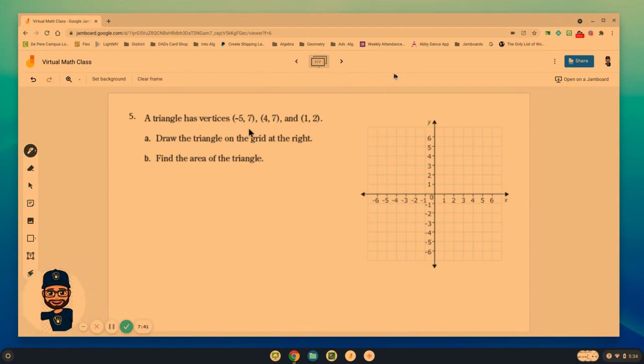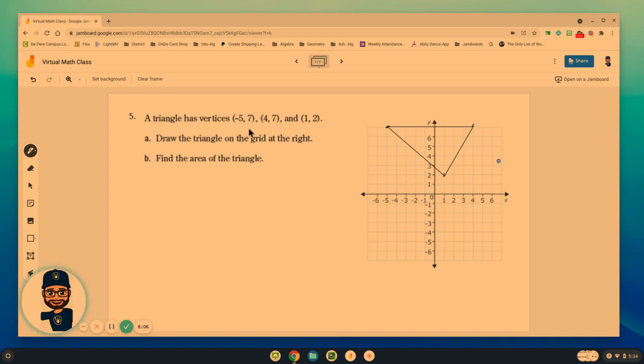Well, now what happens if they give them to you, though, as coordinates on a plane? A triangle has these three vertices. So first step, draw the triangle on the grid. -5 up here at 7. So -5, 7. And then we've got 4, 7. And then I've got 1, 2. So there is that one. Here's that side. And here is that side.